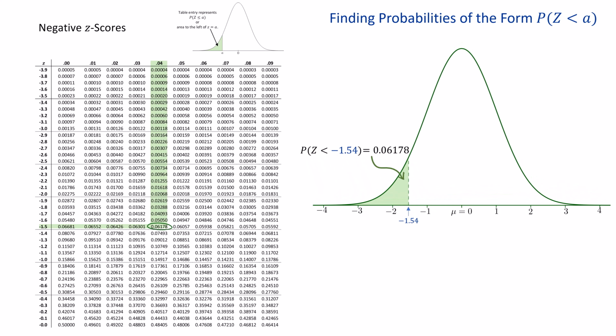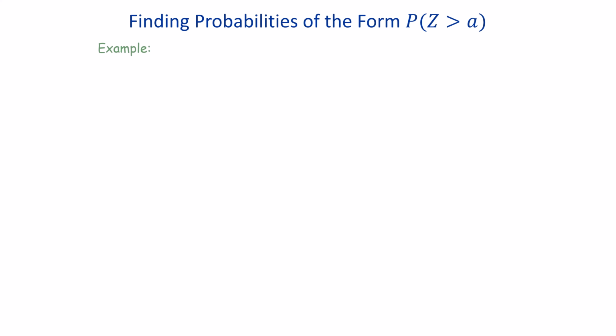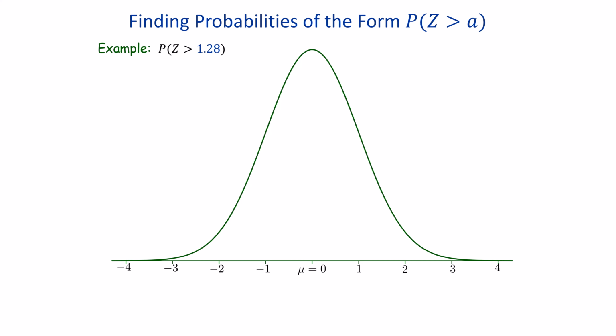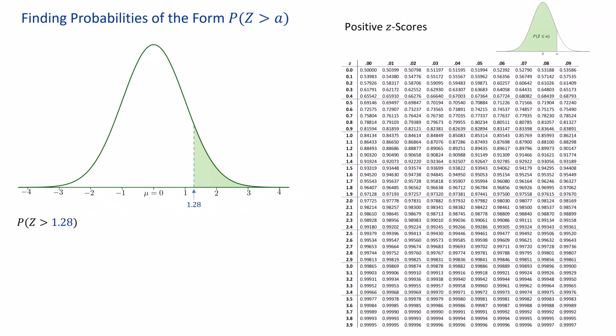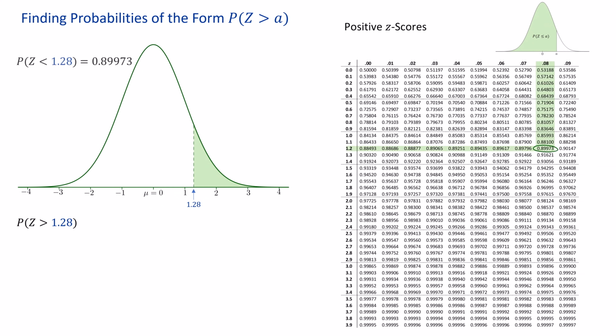Now we will look at the probabilities of the form where z is greater than some specific value. Let's say this time we want to find the probability that z is greater than 1.28. Again, we'll start by graphing the standard normal distribution and labeling it, but this time we'll shade the area to the right of 1.28. Recall that the table only gives us the area to the left of z-scores. We know from a previous example that the probability that z is less than 1.28 is 0.89973, and this represents the unshaded part of the graph.